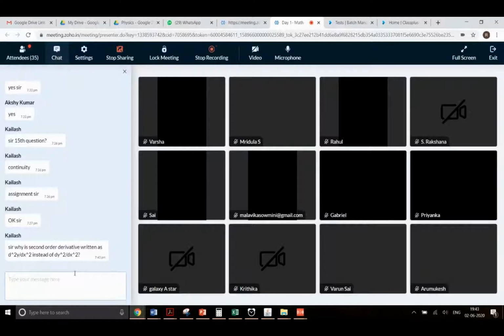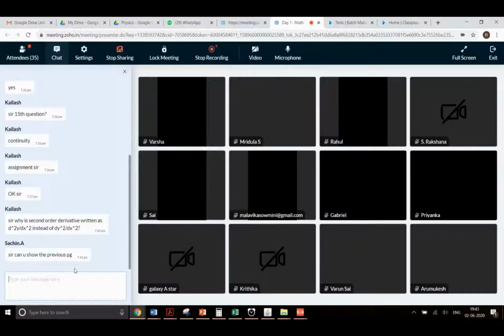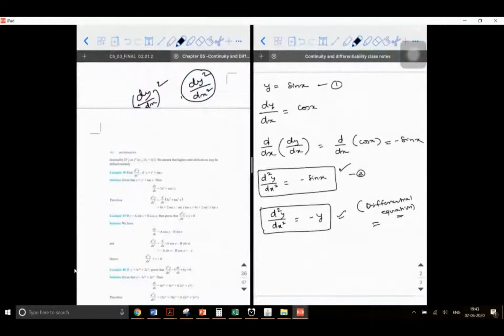Why is the second order derivative written as d square y by dx square? It's not like that. That is the notation, that's it. It is not like dy by dx the whole square, or dy square divided by dx square. There is no specific reason for it. Can you show the previous pages? Make a note of it.